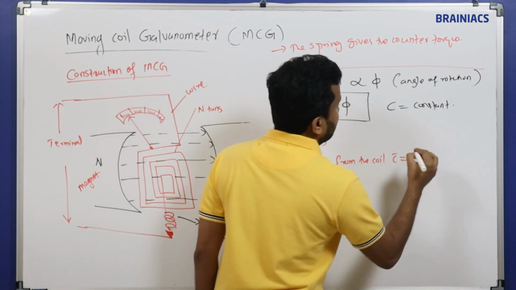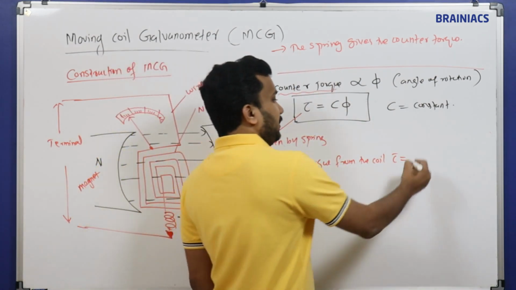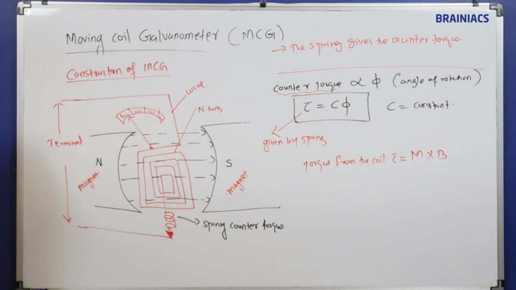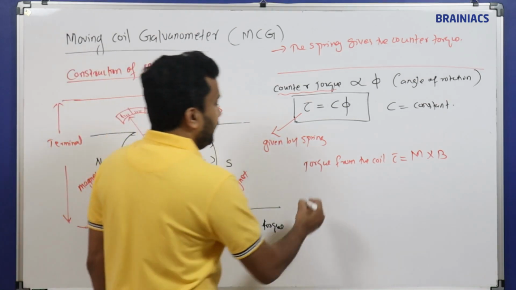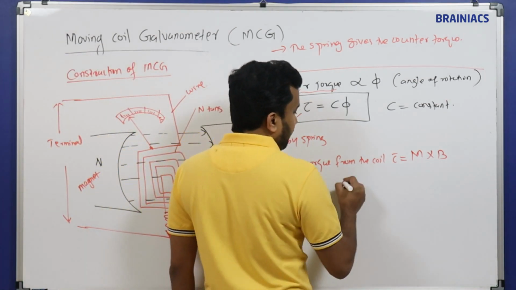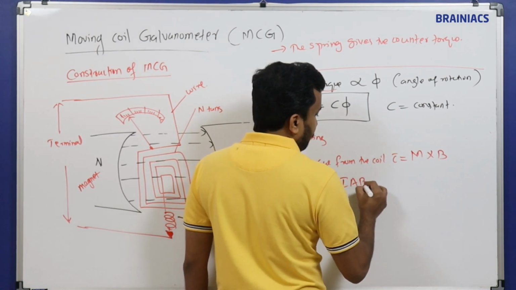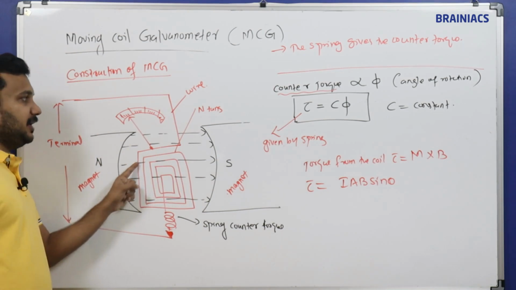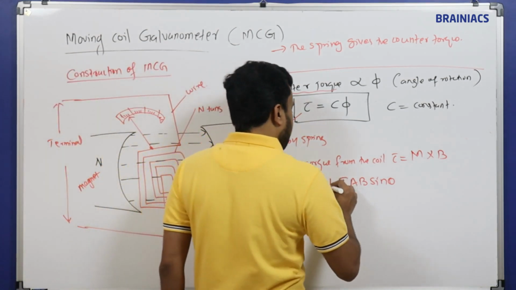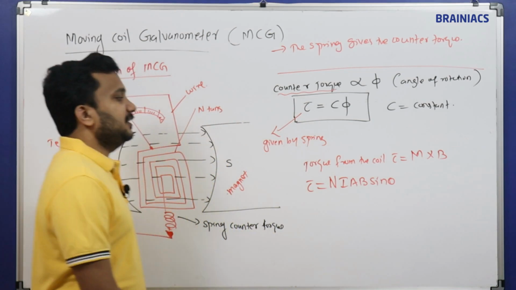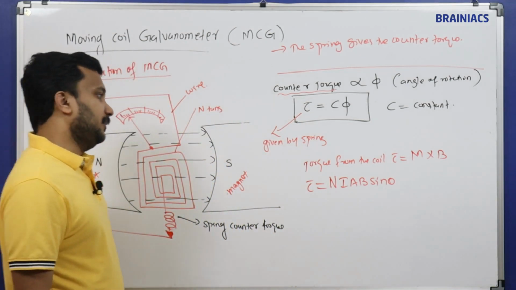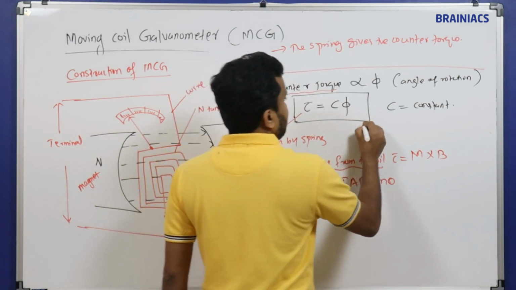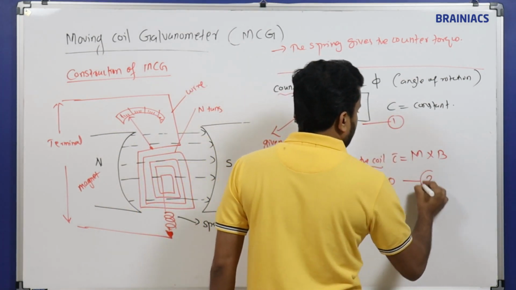So the torque from the coil. What is the torque equation? M cross B, MB sin theta. M is called what? Current into area. So torque is equal to current into area into B into sin theta. This is for one turn of the coil, but here how many turns? N turns. So we multiply it with capital N, the number of turns of the coil. So this is the torque from the coil. This is equation number 1 and this is equation number 2.